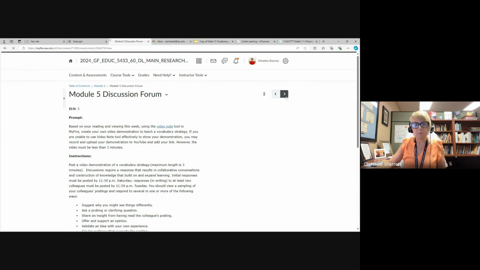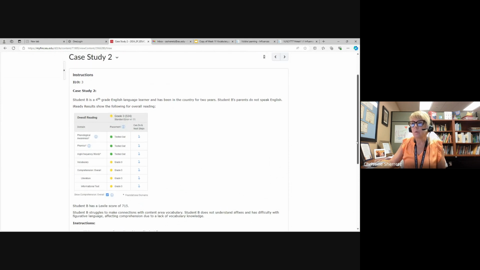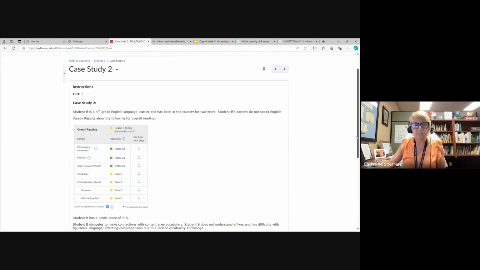The second assignment is we have another case study. And so this is a 4th grade English language learner who's been in the country for 2 years. Now, I do want to note something. I have iReady data down below, but where it says grade 3, it should be grade 4. So that's grade 4. And all of the grades here, it should be grade 4, grade 4, grade 4.